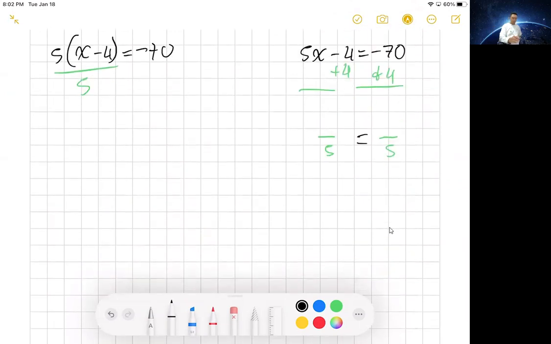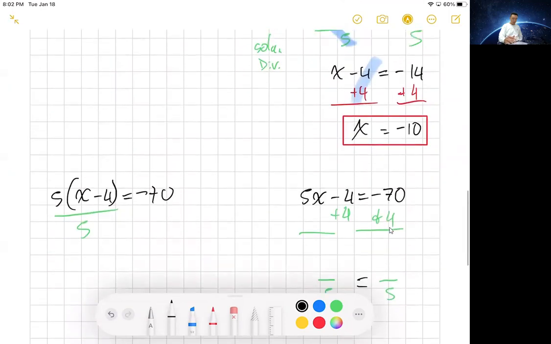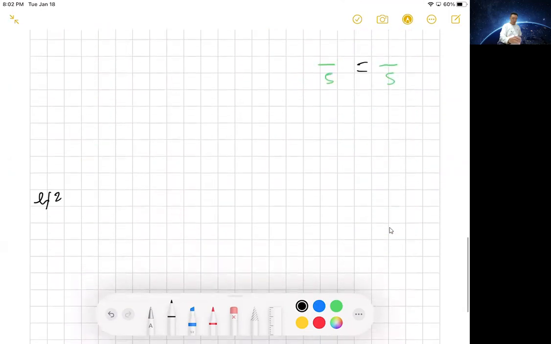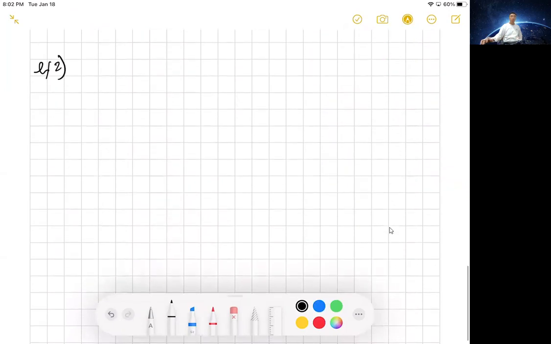Let me give you a problem that you can solve on your own, and then I'll show you the answer. Negative parentheses 3 plus x equals negative 7. Hopefully you paused the video, you already tried it. I'll show you the example.